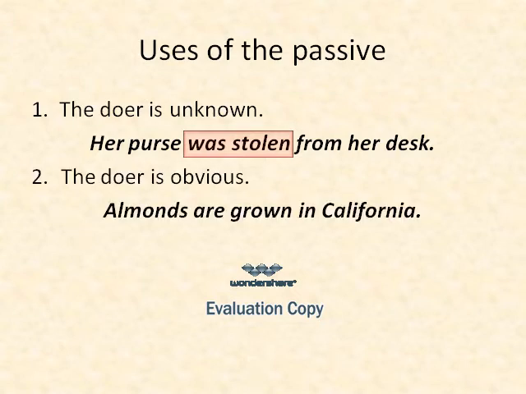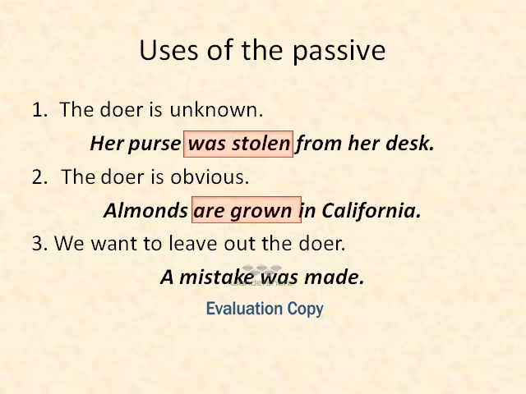Here the doer is obvious. Almonds are grown in California. Well, we know that almond farmers grow the almonds, so we don't need to mention them in our sentence. This time we have a present tense of be plus past participle.